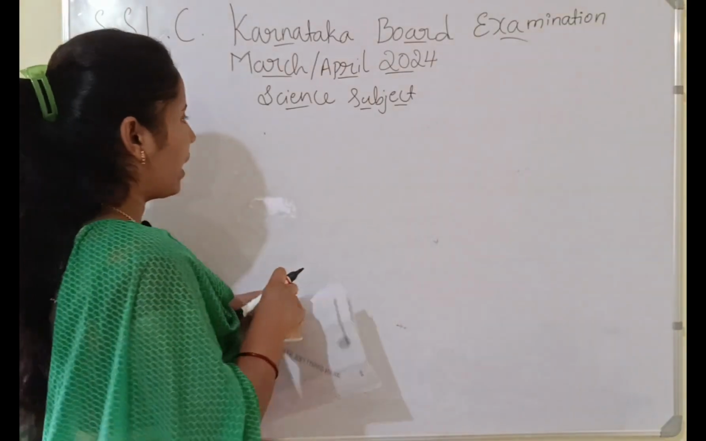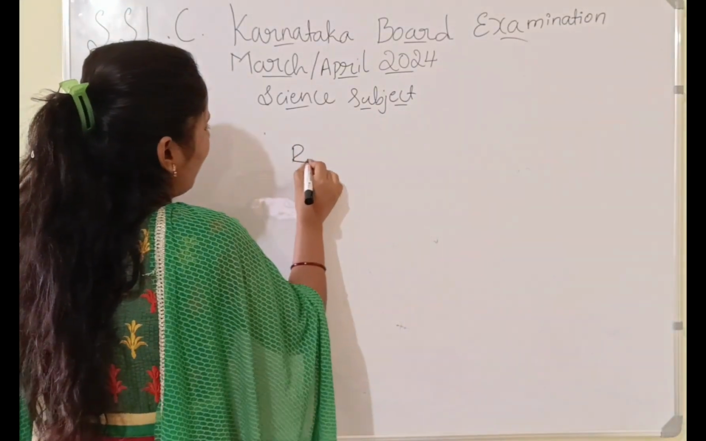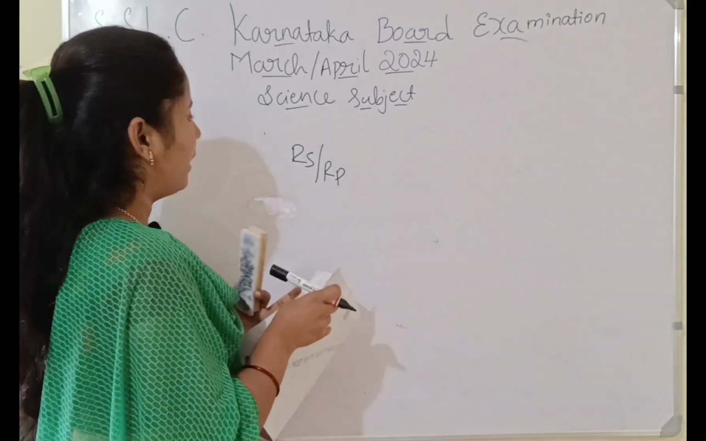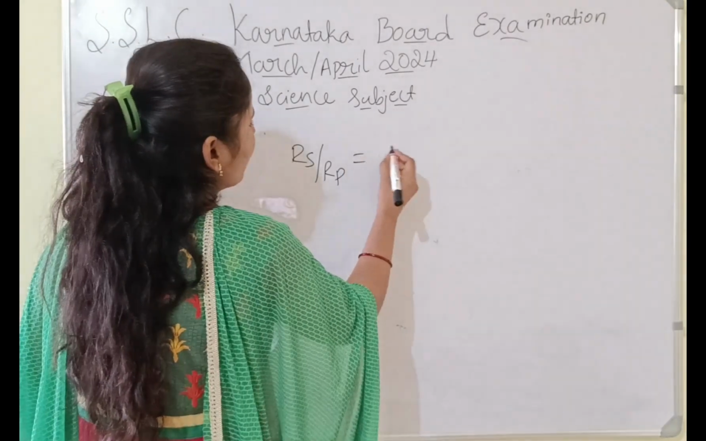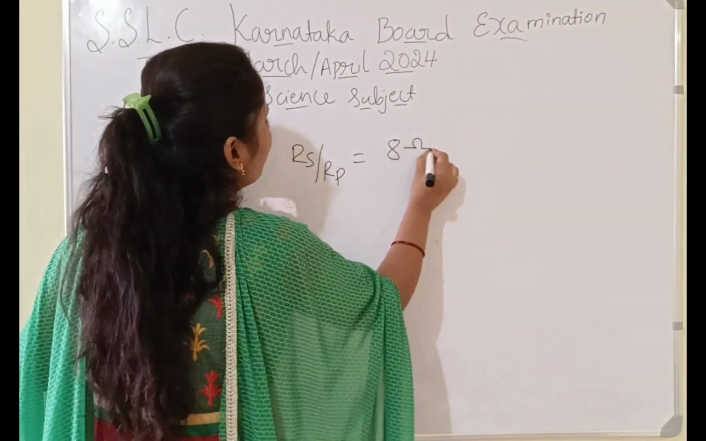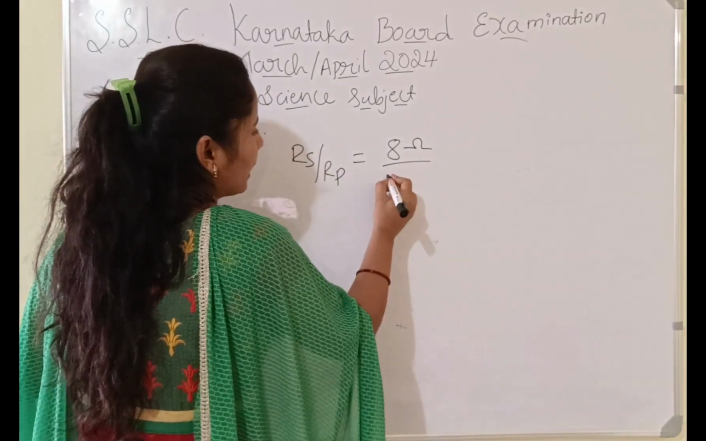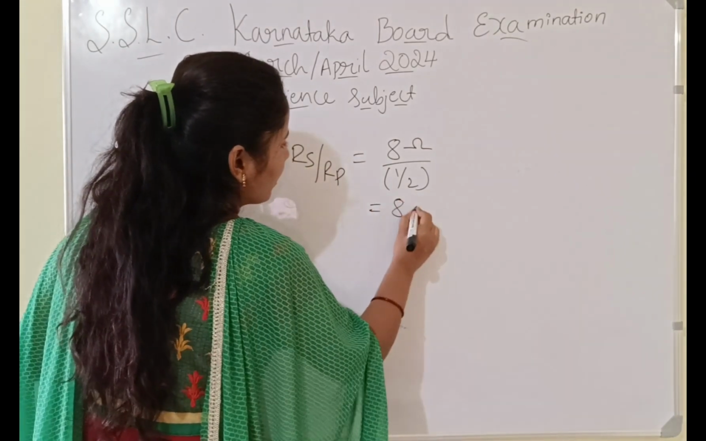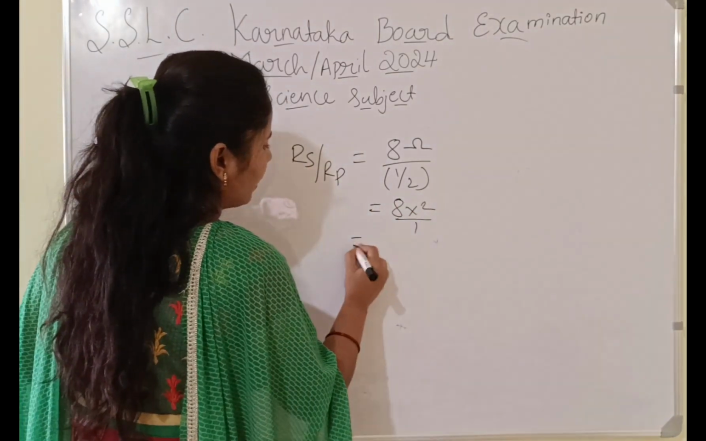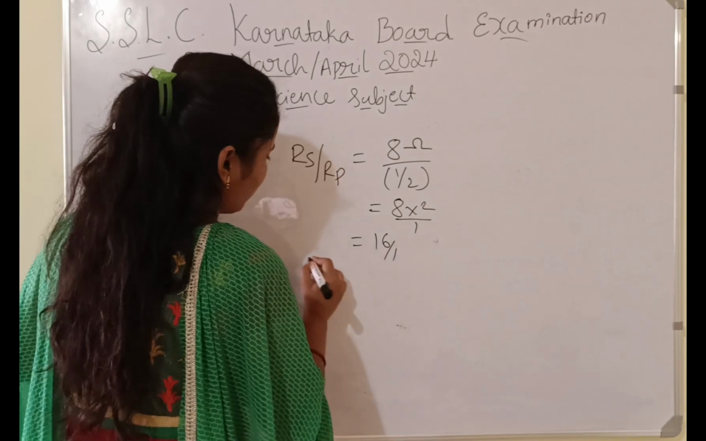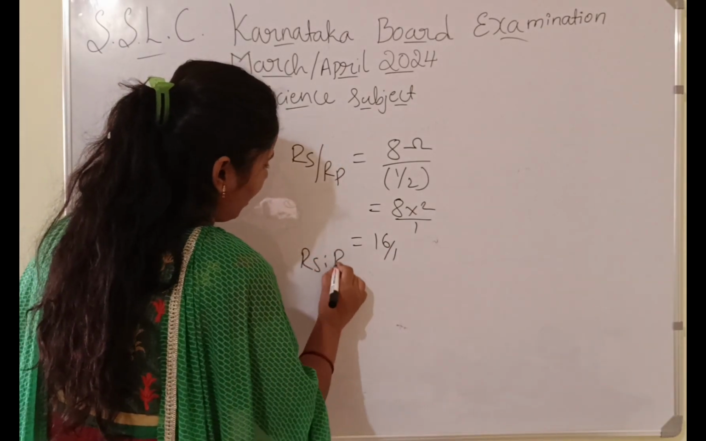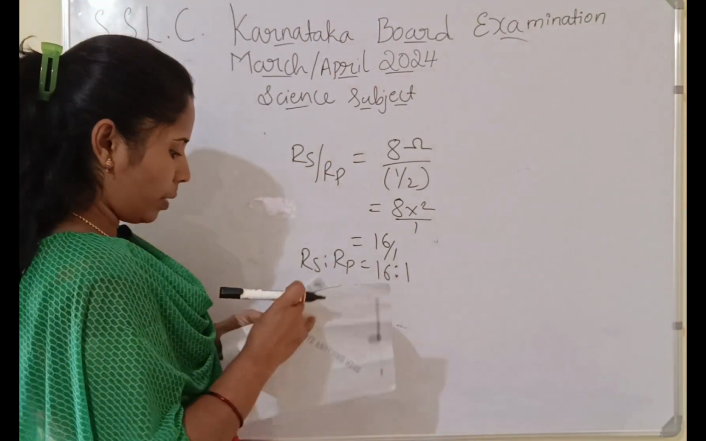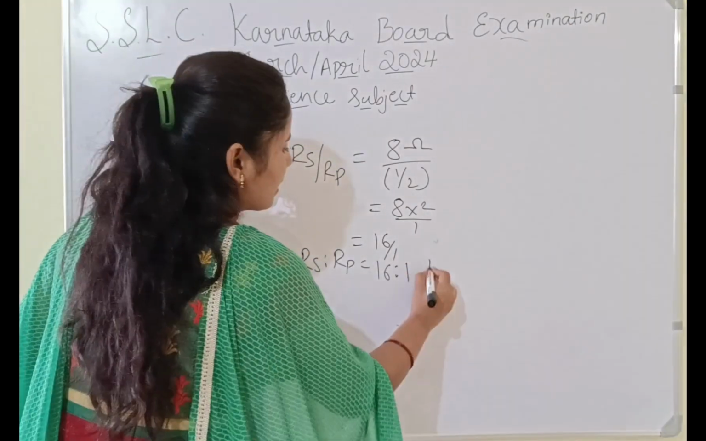So now here what we have to do? They have asked Rs by Rp. So this ratio I have to find out. I know the value of Rs is 8 ohm divided by Rp, that is 1 by 2 ohm. So this becomes 8 into 2 by 1, that will be 16 by 1. So this I can write as Rs is to Rp is equal to 16 is to 1. So the option will be A. Option A is correct.